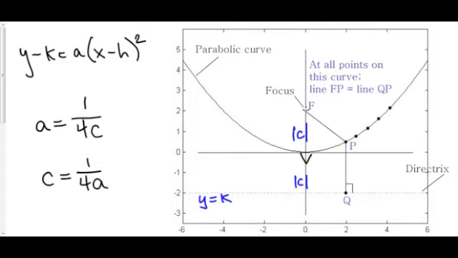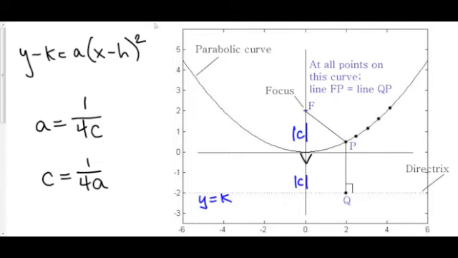If we take the distance from F to P, that is the same as the distance from Q to P. F to P, Q to P, all the same distance. And that's actually how you construct a parabola. In this video, I'm going to show you how to find the focus and directrix from a general or a standard form parabola.